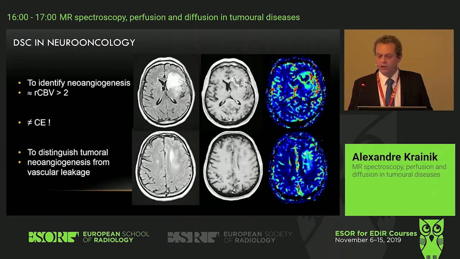But of course, perfusion imaging allows you to identify neoangiogenesis without any leakage. Here, for instance, it's the same tumor, but a little bit higher. You see, you still have neoangiogenesis, but you don't have any contrast enhancement. And here, in this area, you don't have any leakage. Okay?